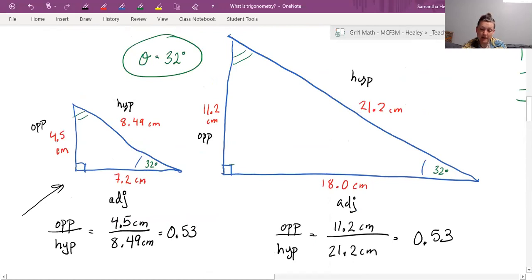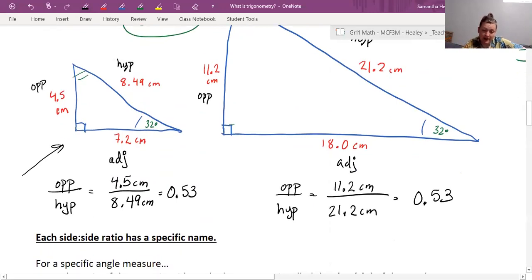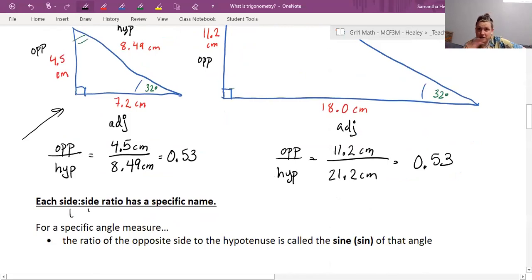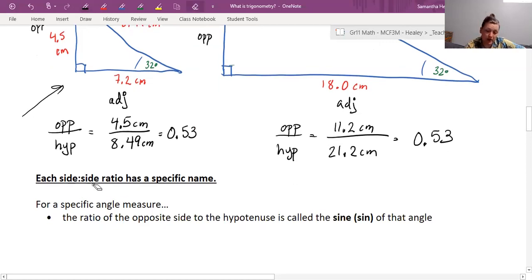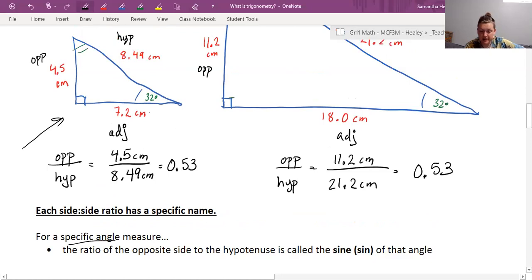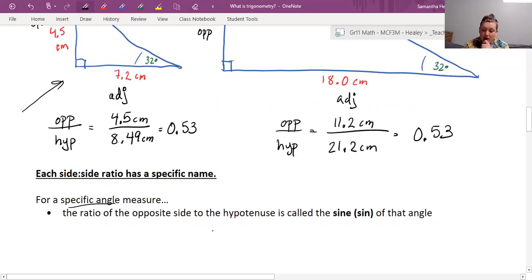So all of these ratios, I just picked opposite to hypotenuse, but you could have compared any two sides. You could have compared opposite and hypotenuse. You could have done the ratio between adjacent and hypotenuse, or the opposite and adjacent ratio. And so to make life easier, because it's a lot of words, they just gave each ratio a specific name. So each combination of sides has a specific name. So for any specific angle, so here it was 32 degrees, the ratio of its opposite side to its hypotenuse side, that one we just did, is called the sine.